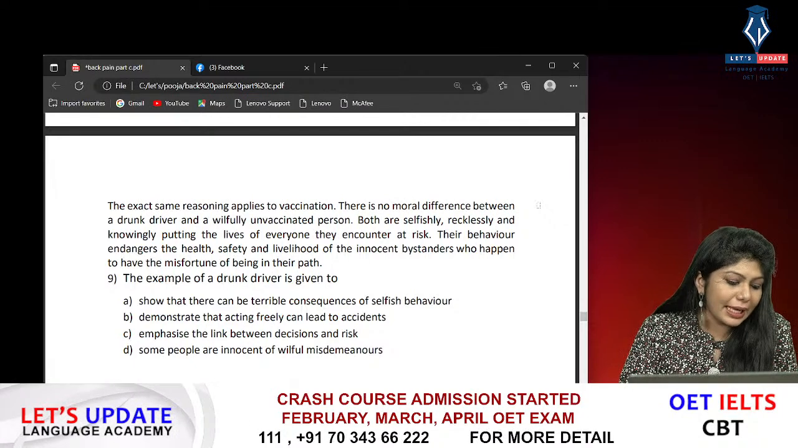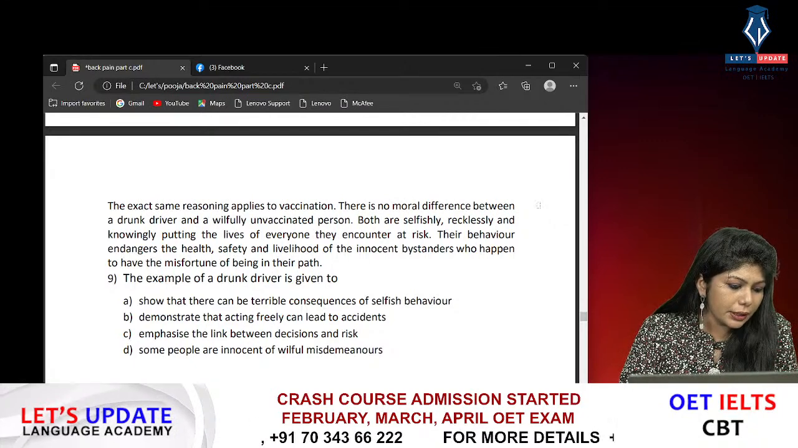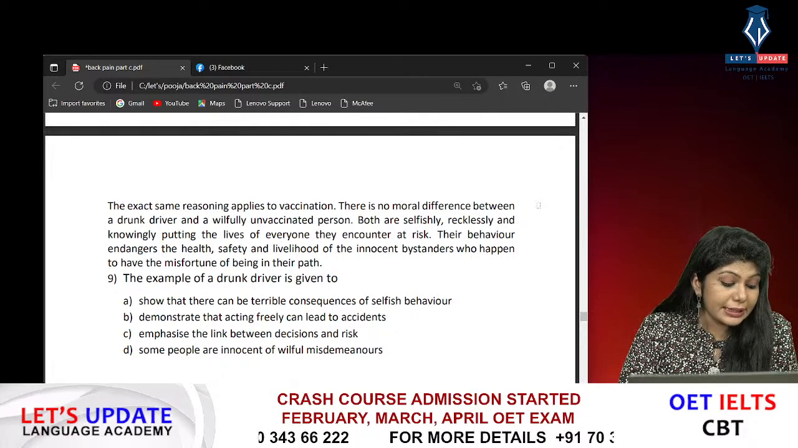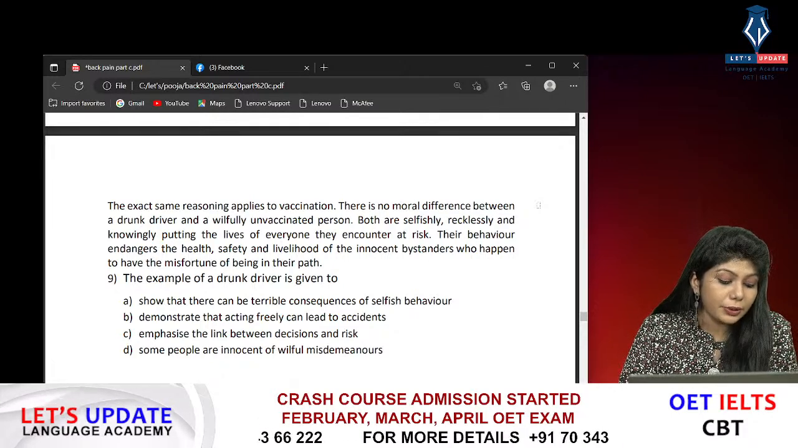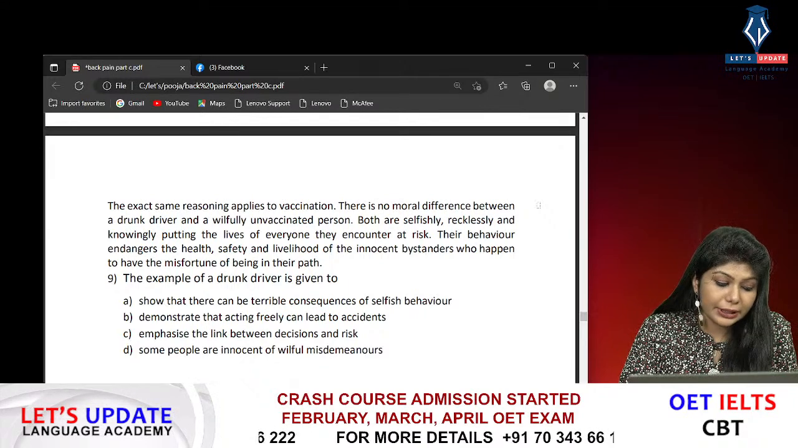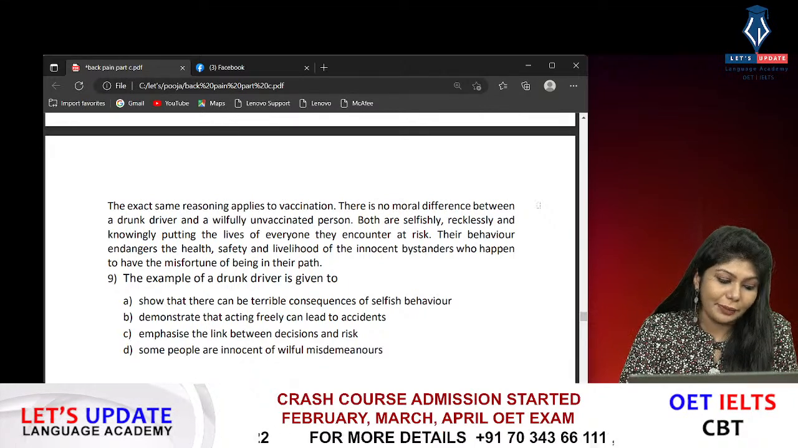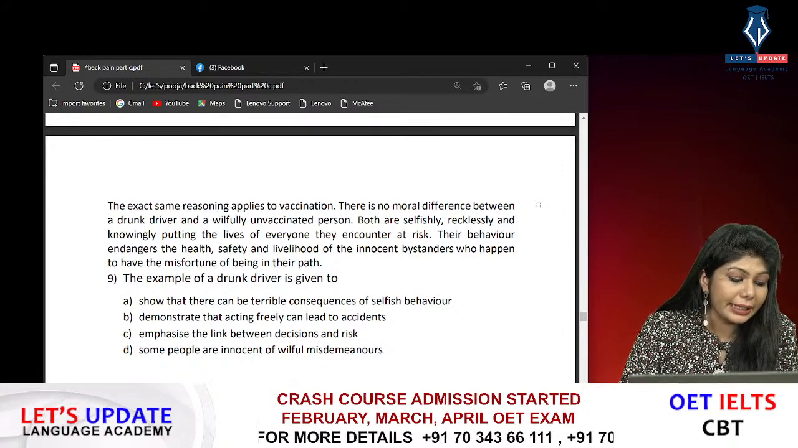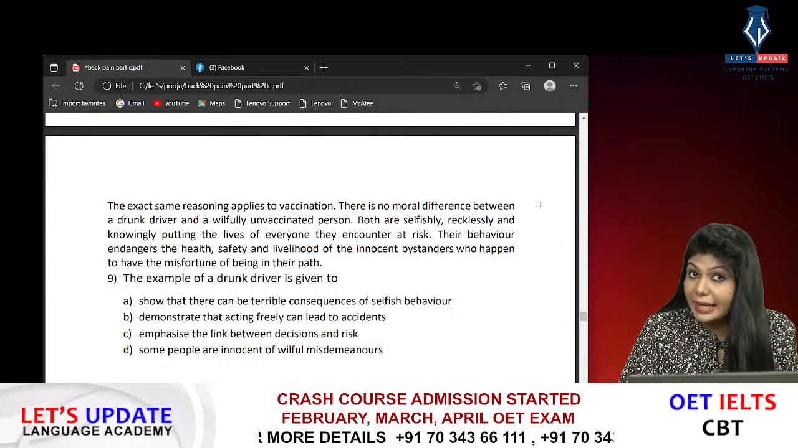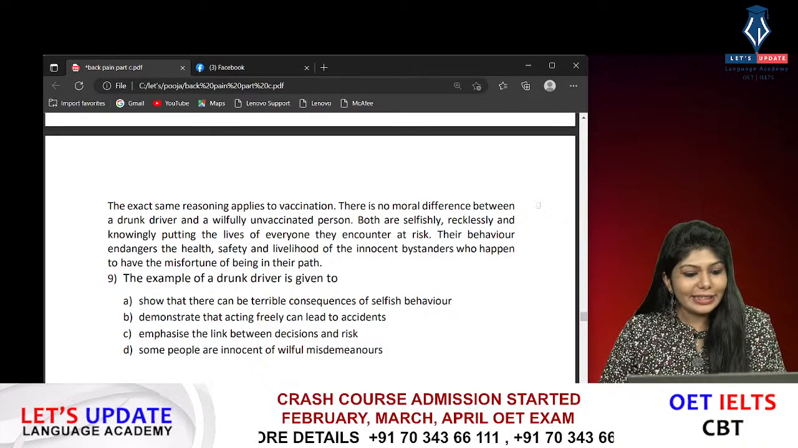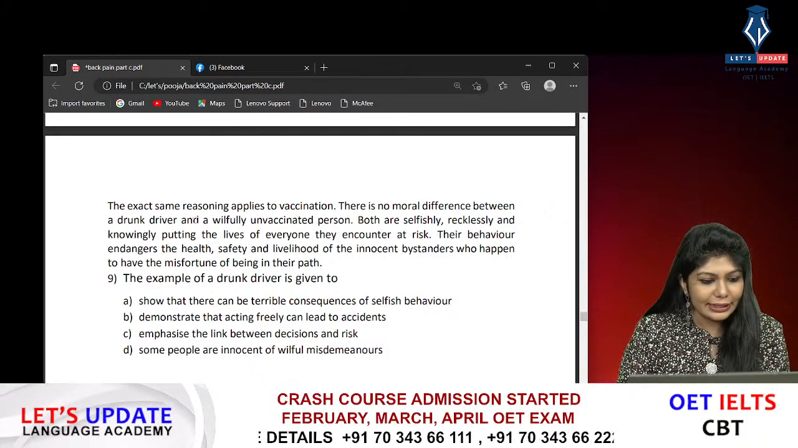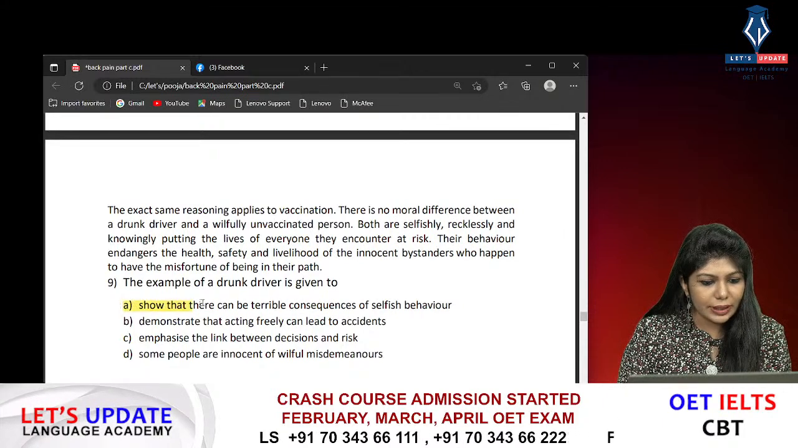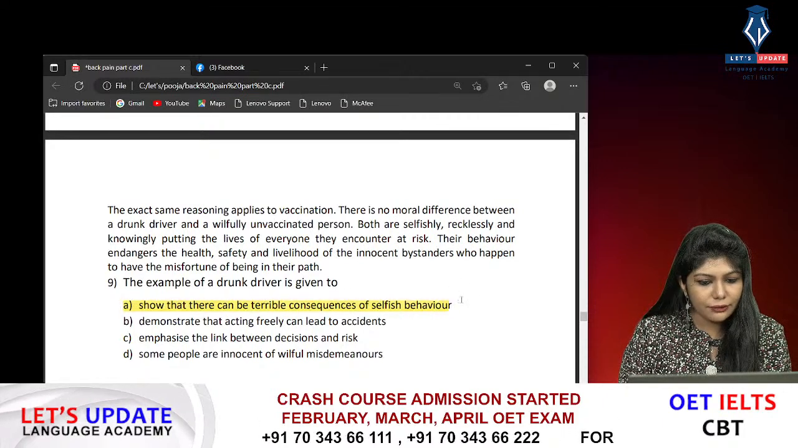Okay, so I can see answers coming up. Reena and Jiju have put in C as the answer. Nadia Sahir has put in A. Harsha Kurup has put in A. Rahul Raj has put in A. Kartika Aravind has put in A. Sandra has put in A. Sibi Srijit has put in A as the answer. So let's see, and yes, the answer is indeed option A: show that there can be terrible consequences of selfish behavior.